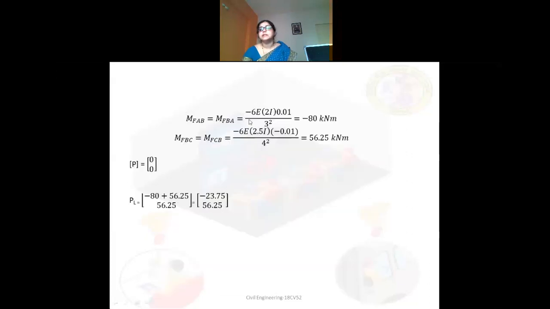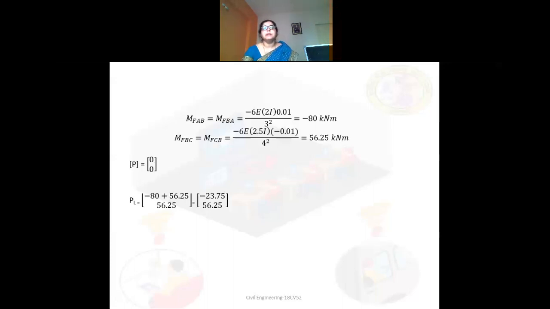So only the sinking has to be considered. The formula is minus 3 delta by L into 2EI by L, which gives minus 6 EI delta by L square. Delta is positive because in span AB or BA, the sinking causes a clockwise moment. So minus 6 times E times I value 2I, delta 0.01, divided by L square. The answer for MFAB or MFBA is the same: minus 80 kilonewton meter.